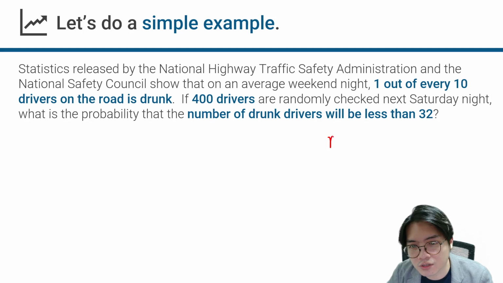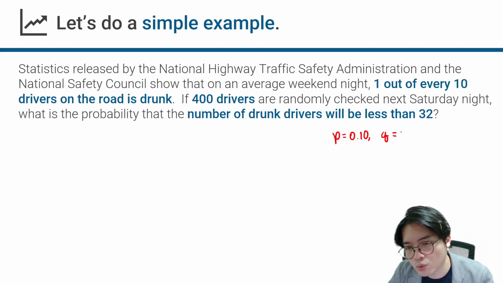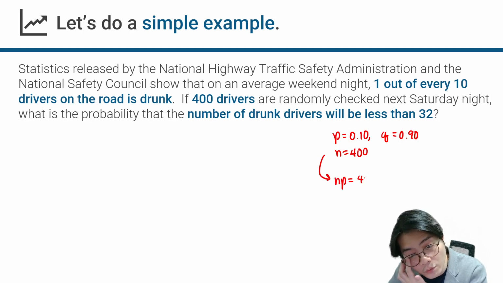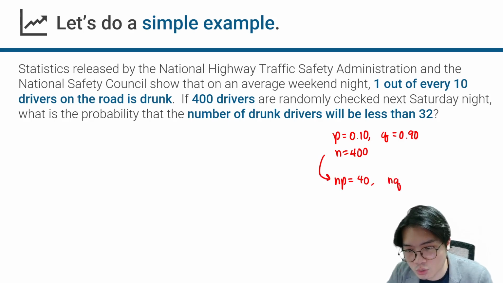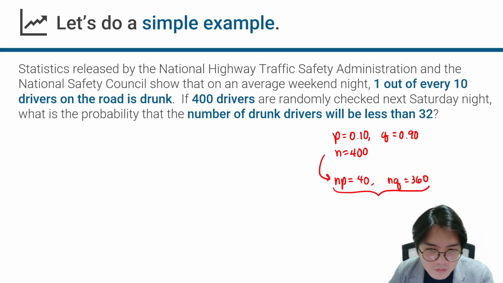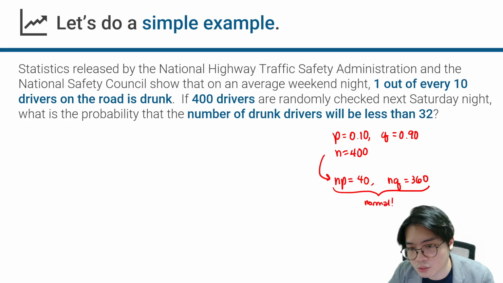Instead, because you understand, wait a second, your P is 0.1, your Q is 0.9, your N is 400. That means that my NP is 400 times 0.1, which is 40. And then my NQ is 400 times 0.9, 360. Wait a second, both of them are bigger than 5. I can make this into a normal distribution.